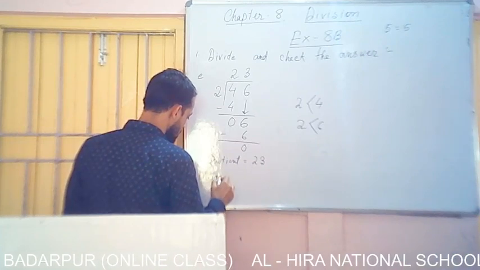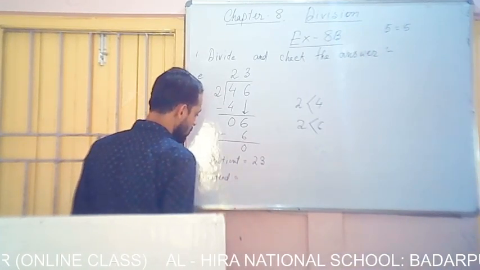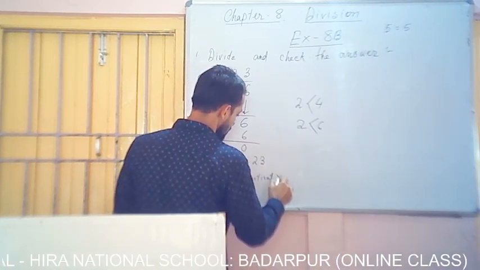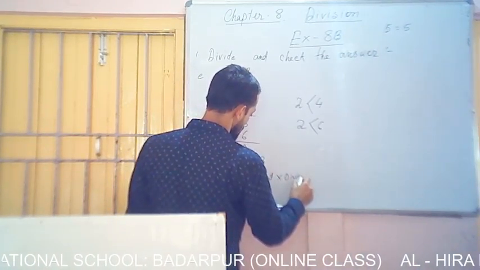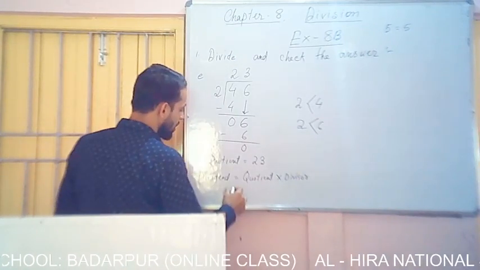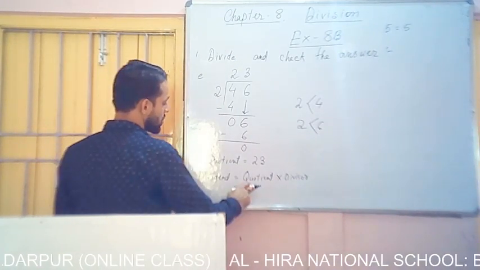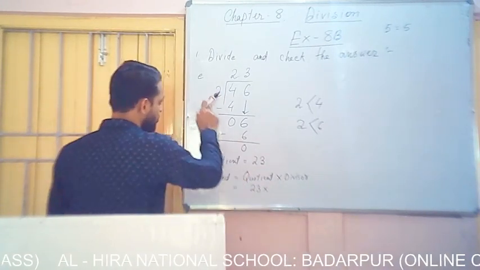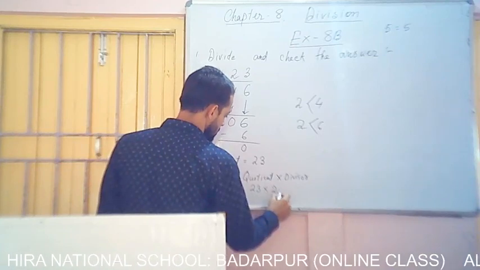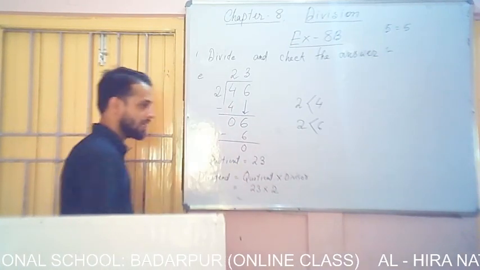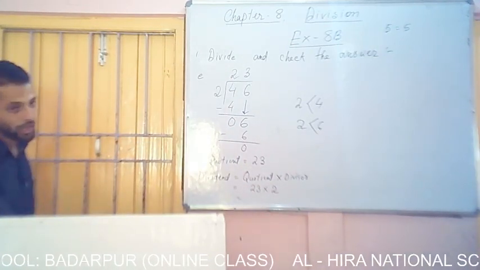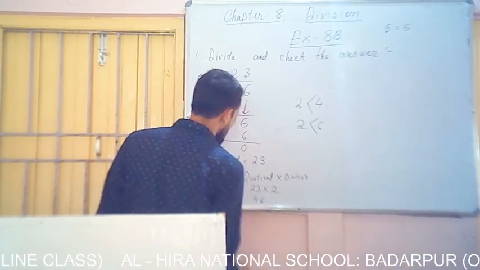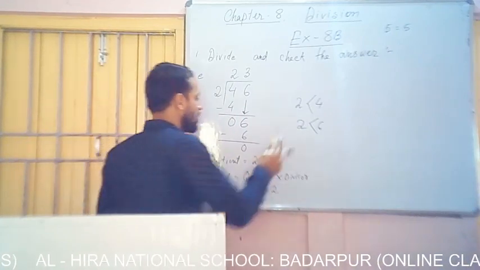Now like earlier again we have to check whether the answer is correct or not. Dividend equals to quotient into divisor. Okay. So now what we have to do? We have to put 23 in place of quotient. Then multiplication sign, we have to put 2 in place of divisor. Now after multiplying these two, 23 multiplied by 2 equals to what? Equals to 46, which is equal to the dividend. So the answer is what? Correct.